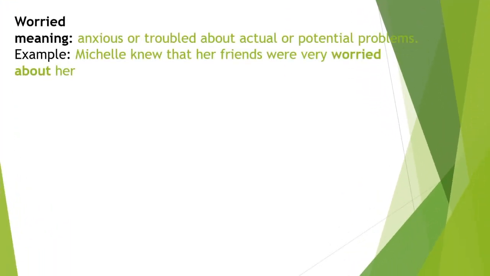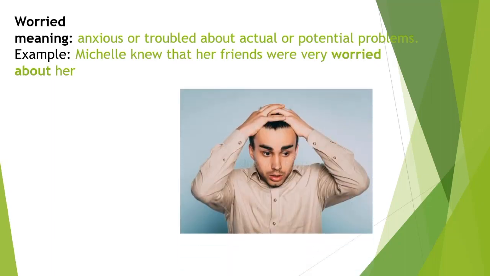The third word to learn today is worried. Worried means anxious or troubled about an actual or potential problem. Michelle knew that her friends were worried about her. Worried.